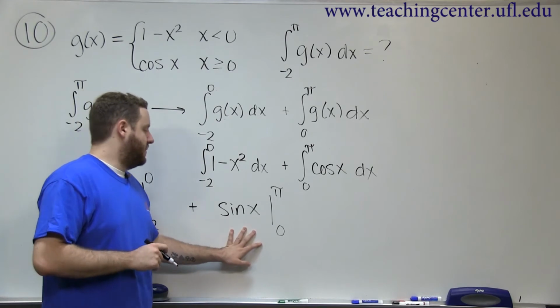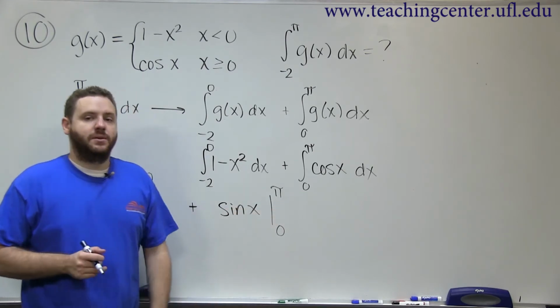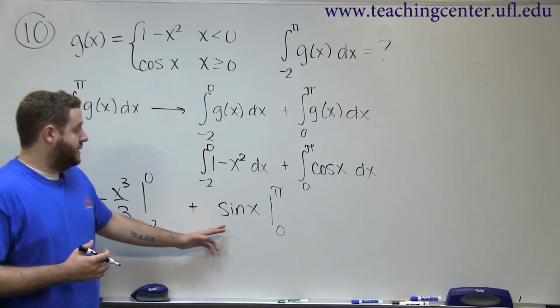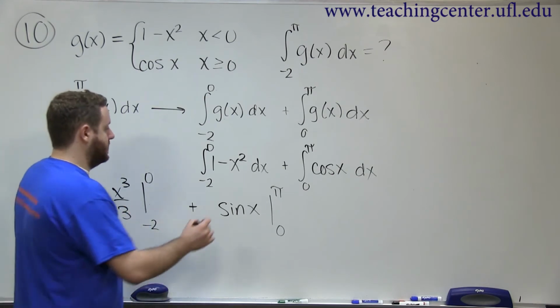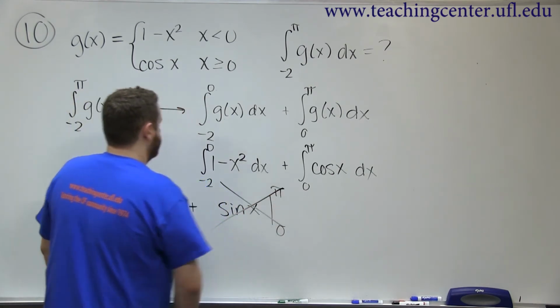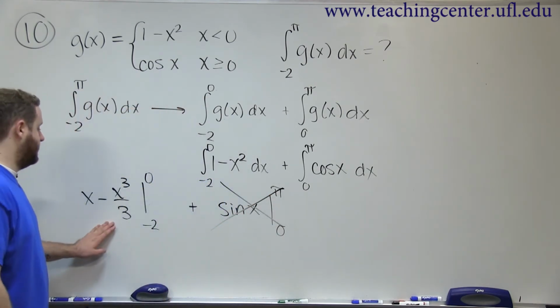Now let me look at this one first, because sine of pi and sine of 0 are both 0. So if we subtract these away, we're going to get 0. So this whole term disappears because it's just 0. So we just have this term here.